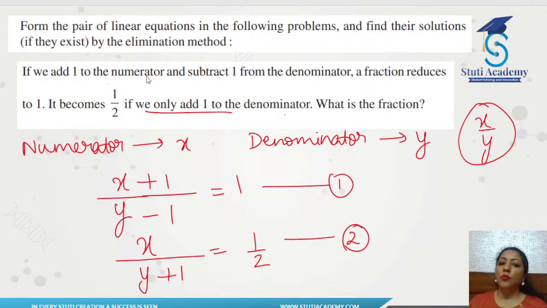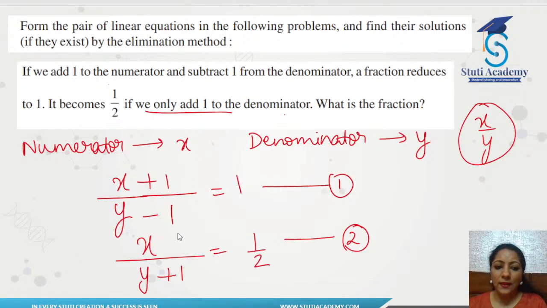Now if we add 1 to the numerator and subtract 1 from the denominator, so we are adding 1 here, we are subtracting 1 here, a fraction reduces to 1. This is 1. It becomes 1 by 2. The fraction becomes 1 by 2 if we only add 1 to the denominator. So we have added only 1 to the denominator. So these are two equations which we have.